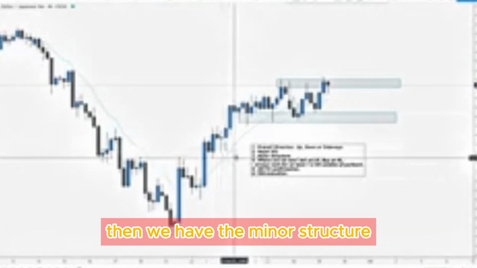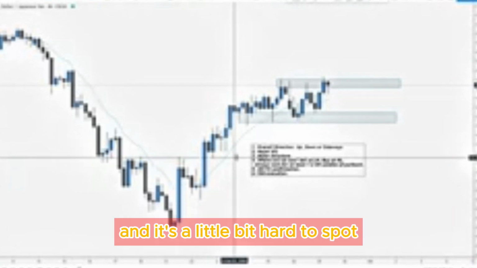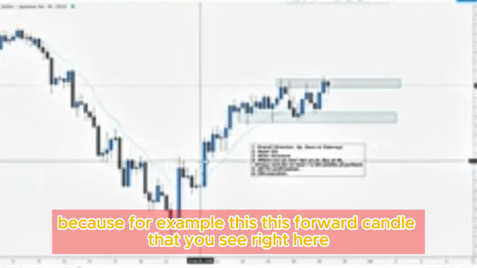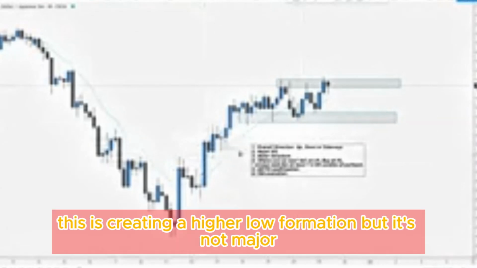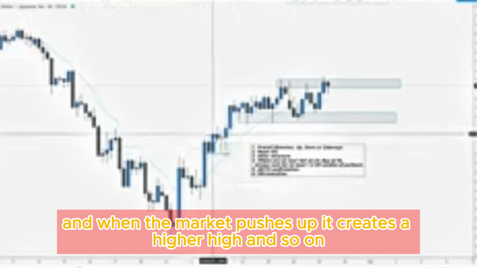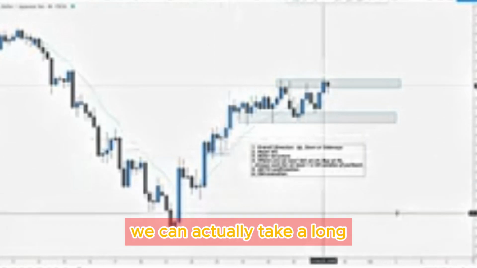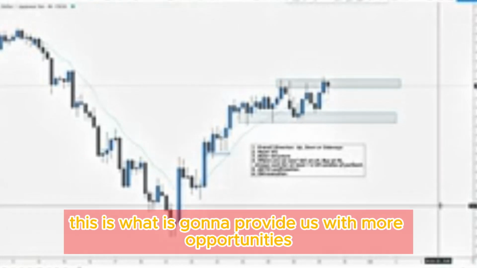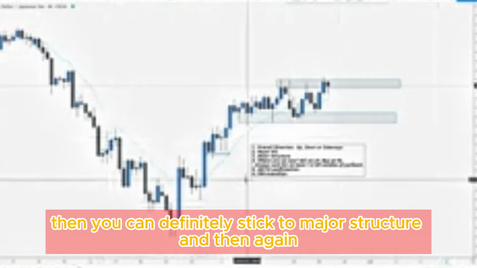Alright? Then we have the minor structure, which can be a little bit tricky and definitely requires work. And it's a little bit hard to spot, and I would advise you to go to the lower time frames maybe, because for example, this forward candle that you see right here, this bearish candle, is creating a higher low formation, but it's not major, it's minor. And when the market pushes up, it creates a higher high. And so on the pullback right here in those wicks, we can actually take a long. And this is what is going to provide us with more opportunities. But if you are unconfident with this one, then you can definitely stick to major structure.